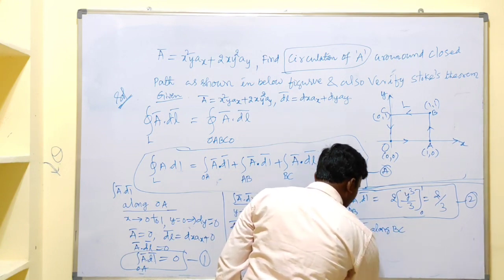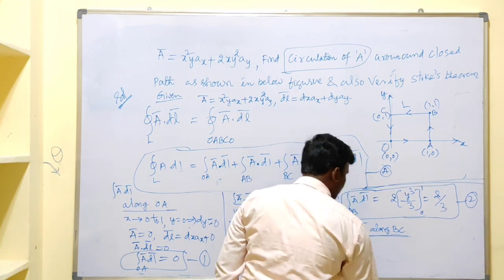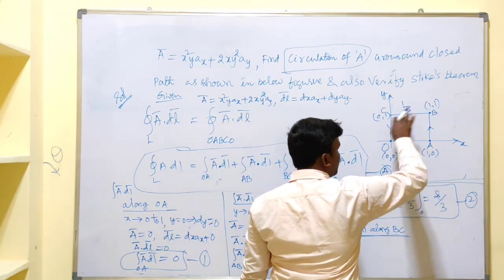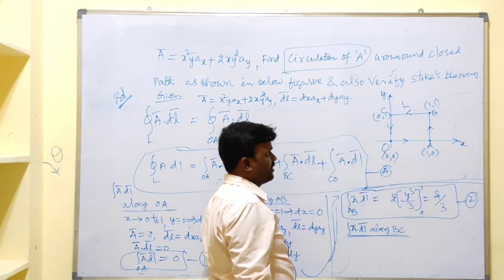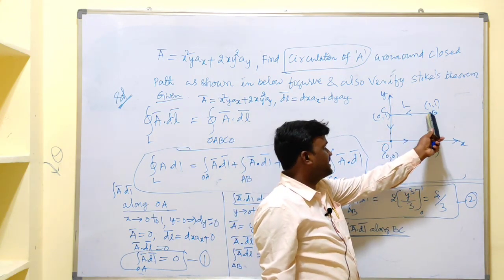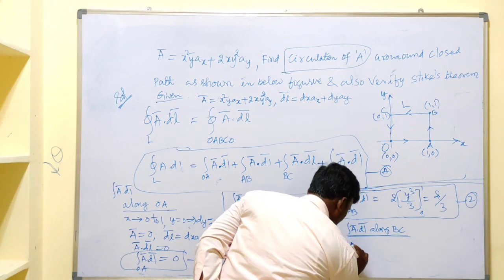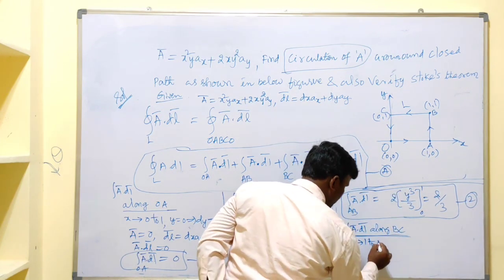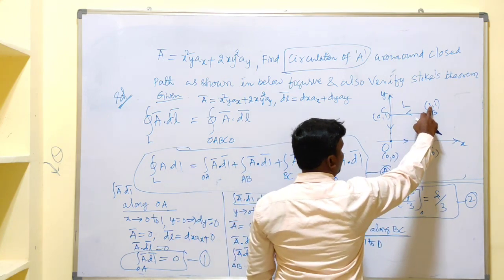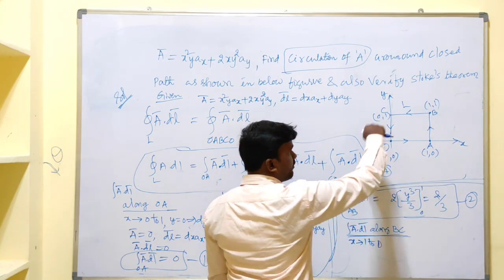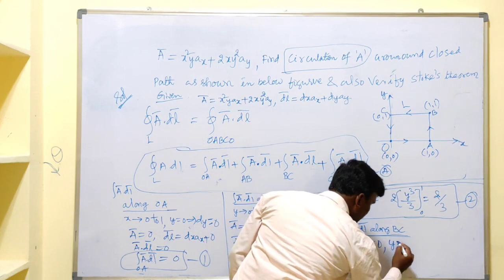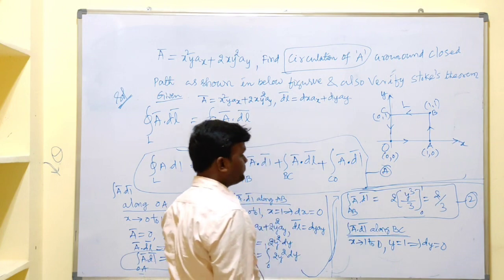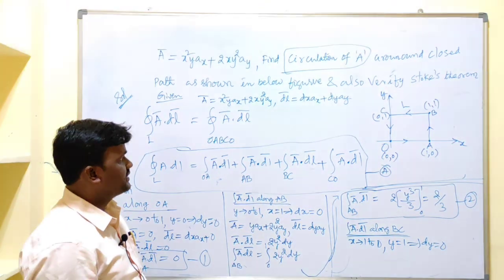Now let us write the variables and constants. Along BC means parallel to the x axis. Parallel to x axis means what? X is varied from where to where? Here x is variable, x is varied from 1 to 0. Here it is 1, x is 1, here it is 0. What about y? Y is constant, y equal to 1, that gives dy as 0.